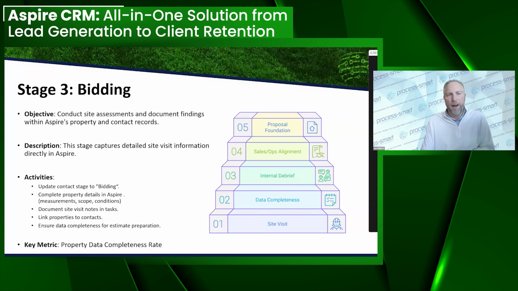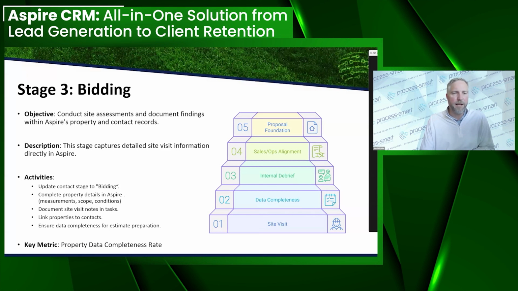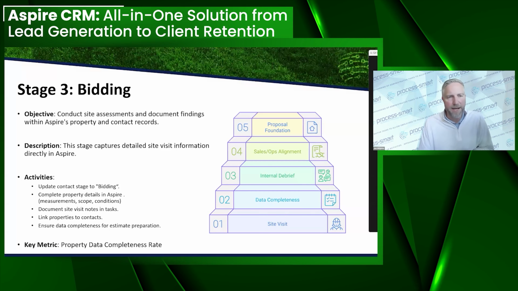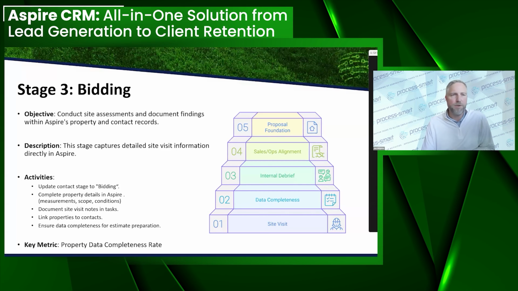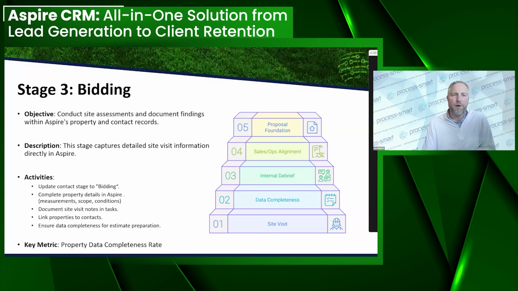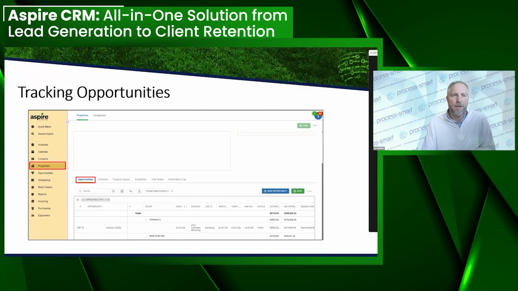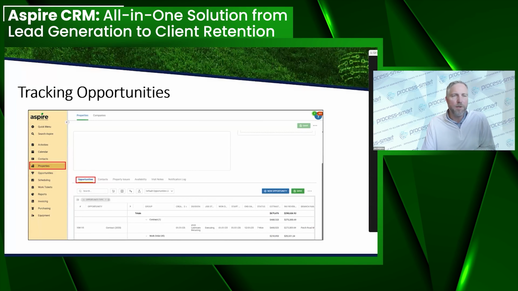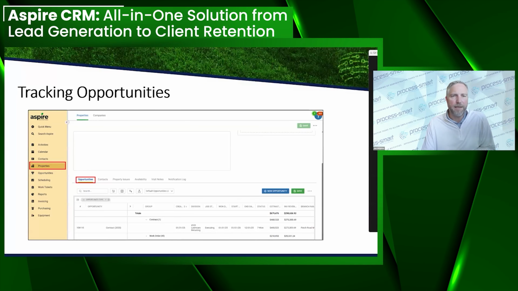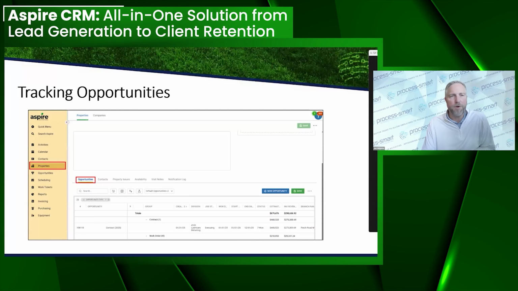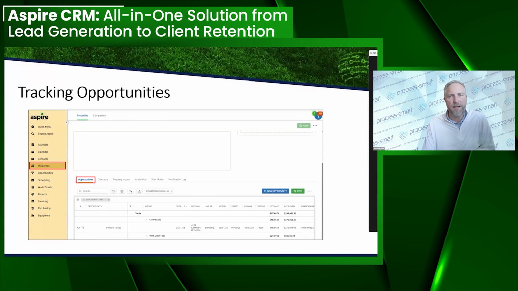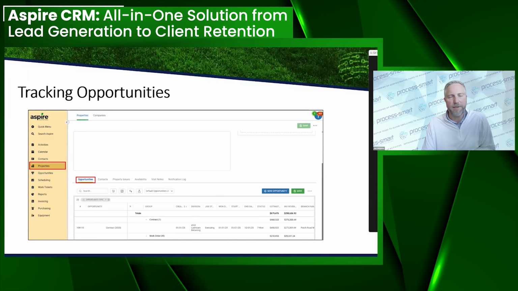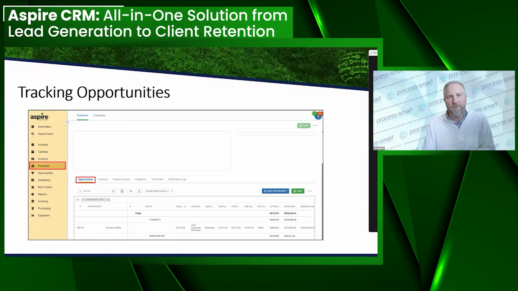You're going to link the property that you're bidding on to your contacts, and you're going to ensure that data is really complete so that you can create your estimates. And so, the opportunity tracking and that linkage to contacts is really a core piece and already mostly set up in Aspire, unless you need some individual custom fields.